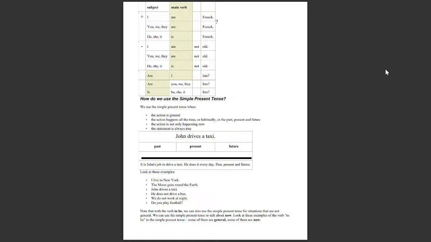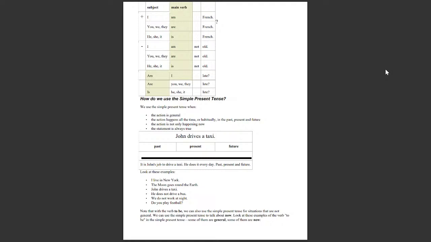In the same way, in the negative sentence: I am not old, you are not old, we are not old, he is not old, she is not old. And questions: I am late, are you late, are they late, are we late, is he late, is she late, is it late. So this is the simple, logical way of learning the simple present tense.